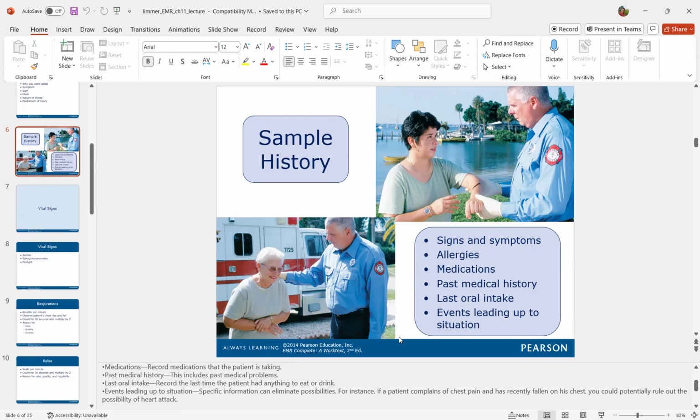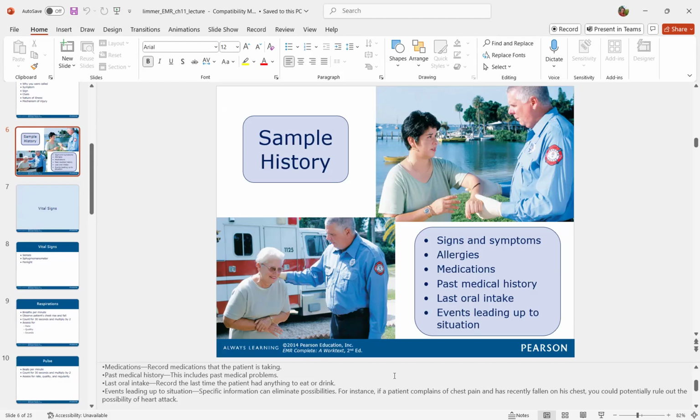P is past medical history. This includes the past medical problems. So if they're having chest pain, have they had a heart attack in the past? Have they had stents put in? So a past medical history that's also pertinent to what's going on now. L is last oral intake. So recording the last time the patient had anything to eat or drink and what was it.